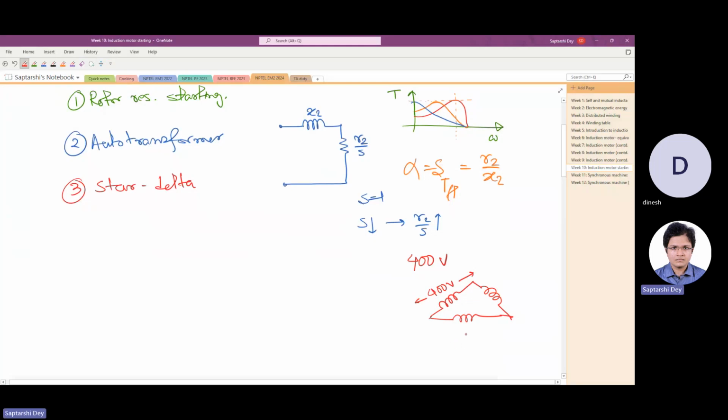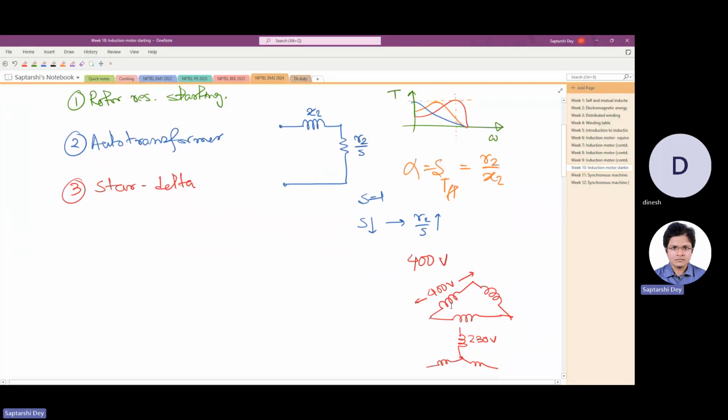Now same induction motor, just by changing the connections outside, if you start as a star connected motor, same machine, you need all the 6 terminals outside the motor, then only you can do this. Then what you will get is 400 by root 3, that is 230 volt. So you are reducing the voltage in this fashion, and so your currents are reduced. But it's very case specific. The other way is not possible.